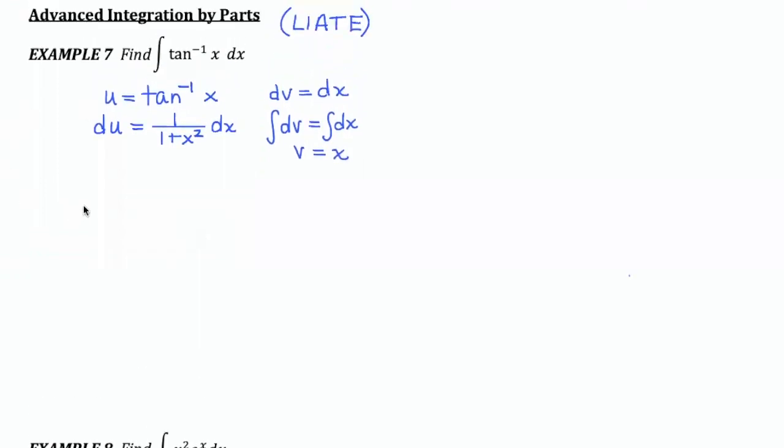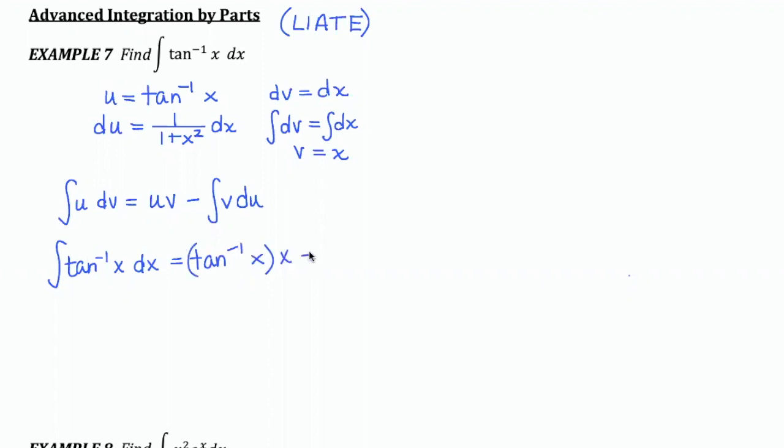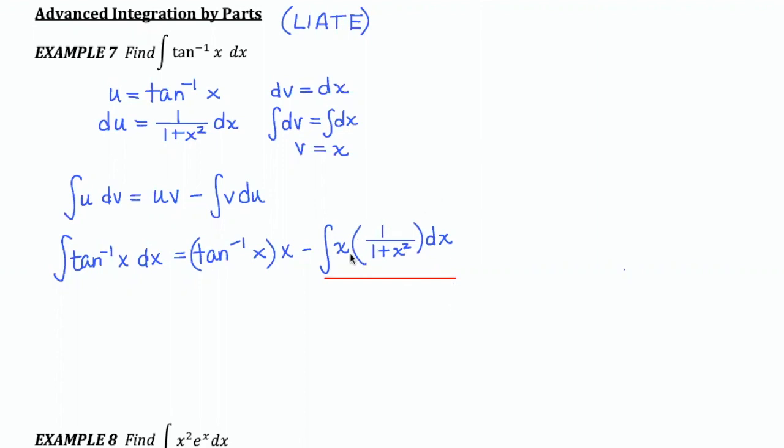I'm going to go ahead and write my integration by parts formula. So u times v minus the integral of v times du. Now, once I get to this point, again, this all hinges on me being able to evaluate this new integral that I have created. And in this case, this is not a simple integration. You have an x times a fraction.